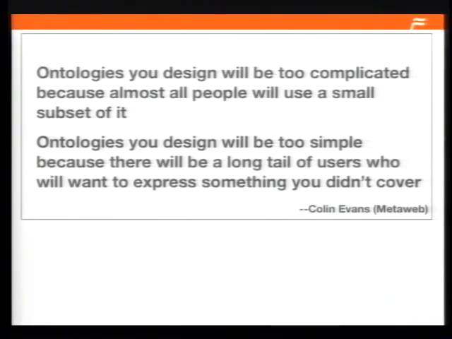And then somebody else comes in and they look at this, and actually all of your ontologies are too simple. And it's because there's a whole bunch of users out there that have a very, very particular way of needing to look at this data. And no matter what you do, it's actually going to be way too simple.